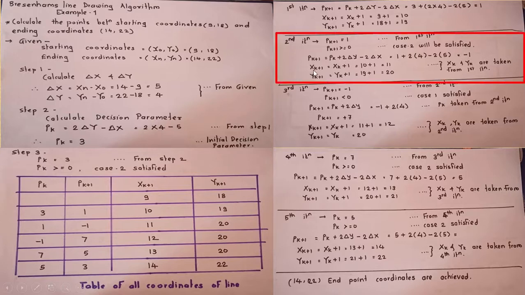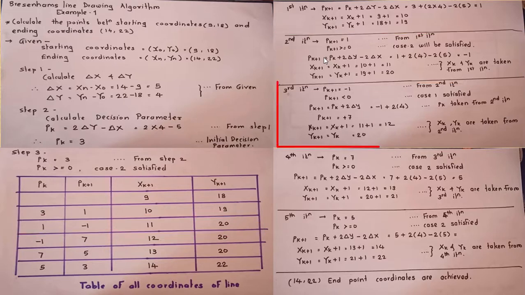Now for the second iteration, we have pk is equal to 1. This is taken from the first iteration, which is greater than or equal to 0. So case 2 will be satisfied. So all the calculation we have to do again as per the case 2 equation, and from that we will have pk plus 1 equal to minus 1, and xk plus 1 and yk plus 1 equal to 11 and 20 respectively.